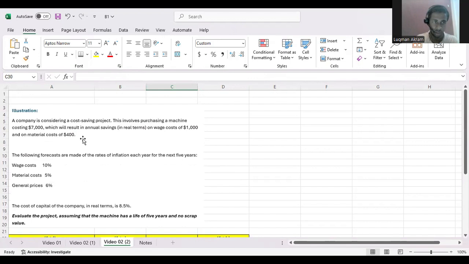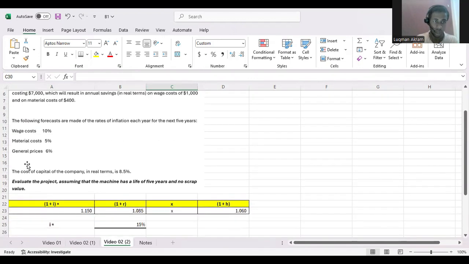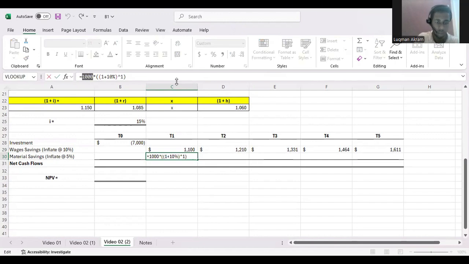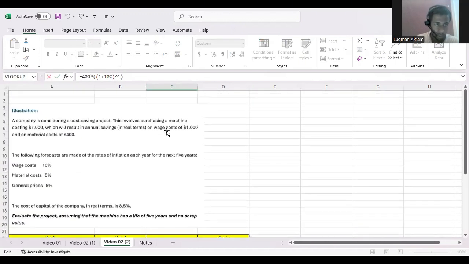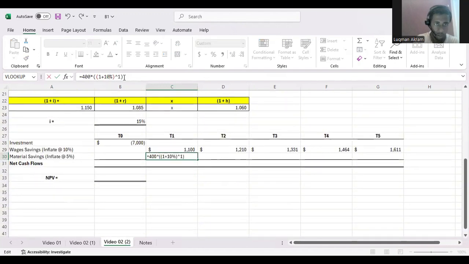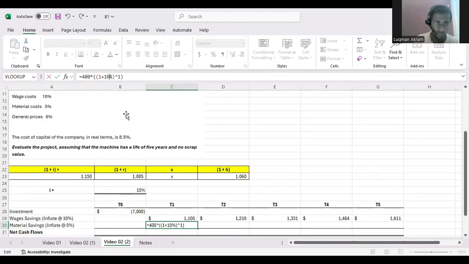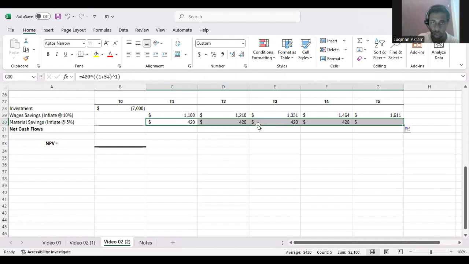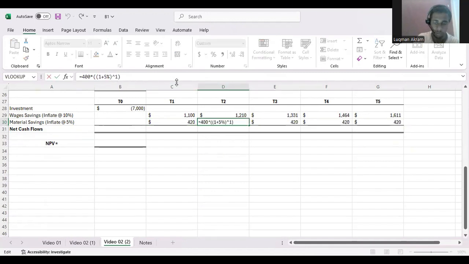The material saving would be 400 and the inflation used is 5%. So let's account for the inflation here as well. What we could do is copy the formula and paste it and just change the numbers. Inflation rate is 5%. Similarly, we drag it and change the time period.